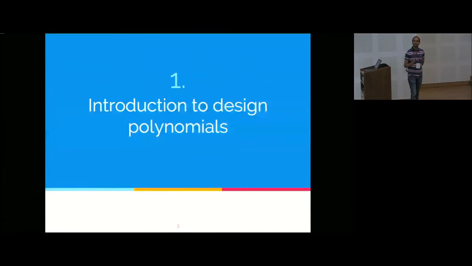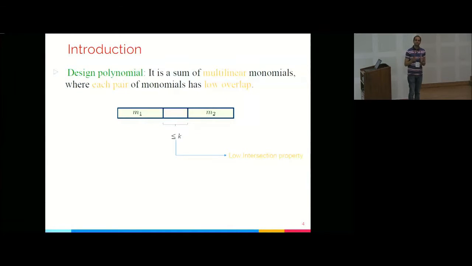So let's begin. Introduction to design polynomials. A design polynomial looks as follows. It's the sum of monomials of these kinds. First of all, the monomials are multilinear, and if you take a pair of monomials, then they have a small number of variables in common. This is represented by this picture here. And this overlap is upper bounded by a quantity called k. This is the crucial property of design polynomials, which is called the low intersection property.